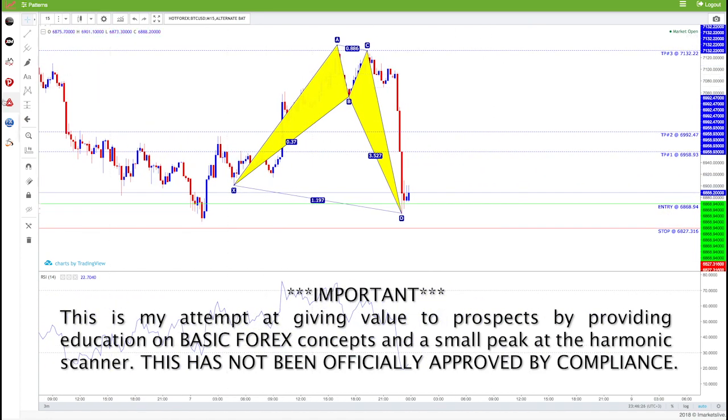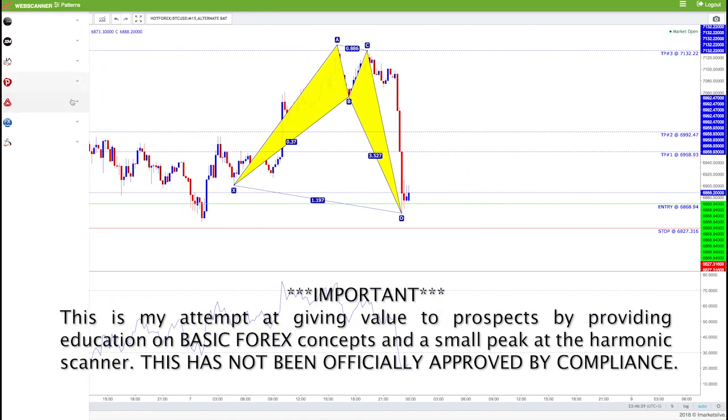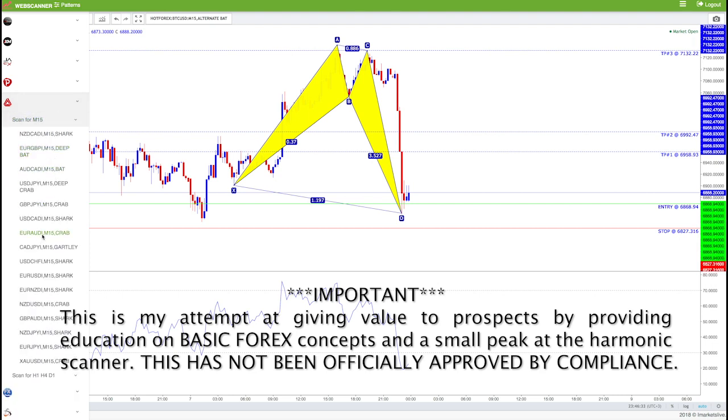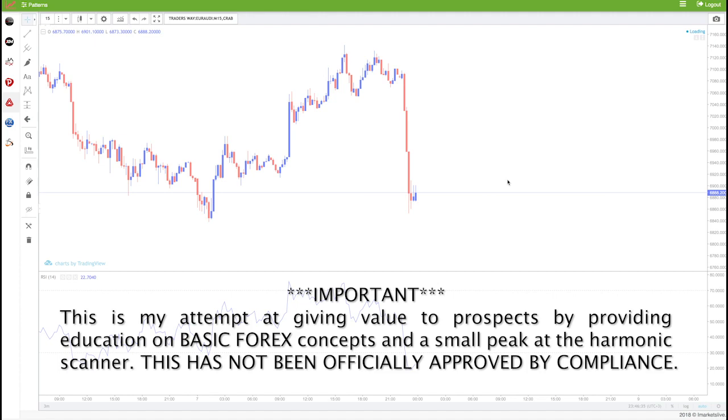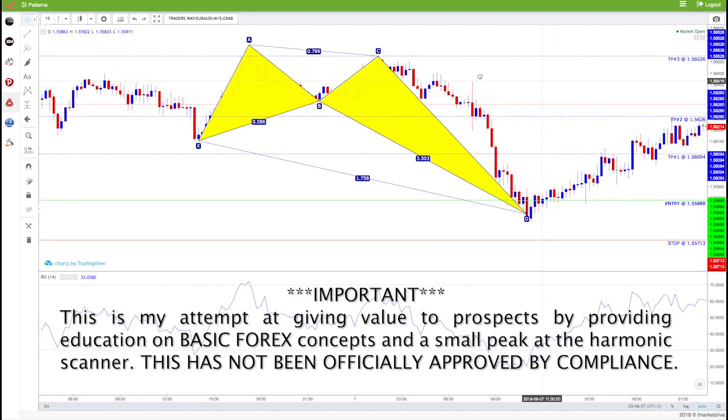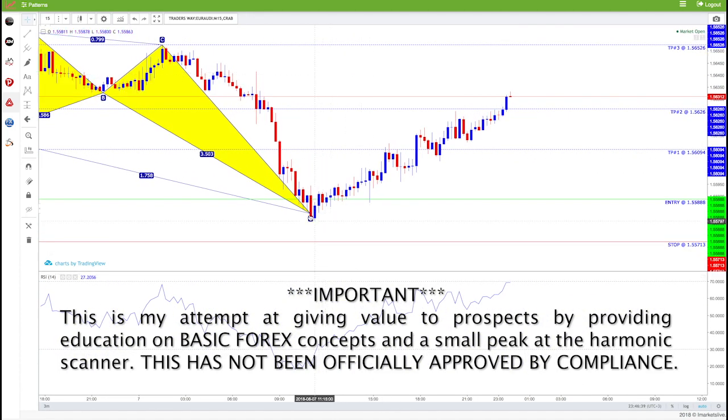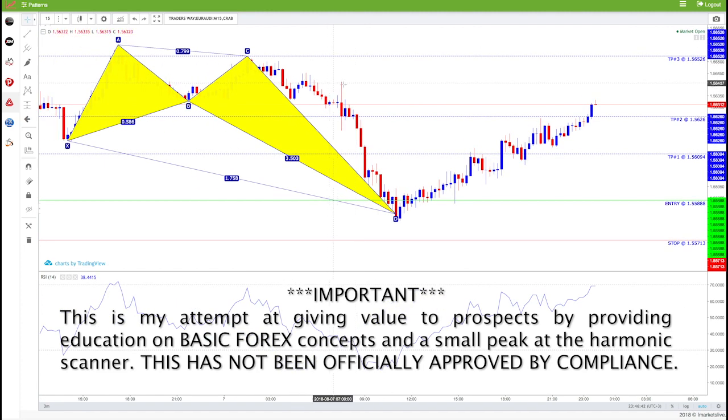So we'll have a scan that comes out. Harmonic scanner. We click on it and I may actually teach them the rules. I'll educate them on what we would do. Again, the same thing. I show them what the stop loss would be, what the entry would be, what the take profits would be. I don't make income claims. I just educate.